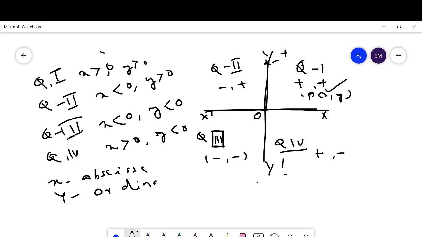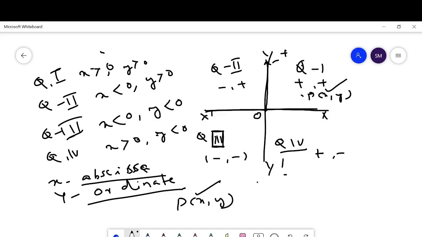Please remember this. The x coordinate is called the abscissa, and the y coordinate is called the ordinate. And the conclusion: if the coordinates of a point are P(x, y), then in P(x, y), x is the abscissa and y is the ordinate of this point.